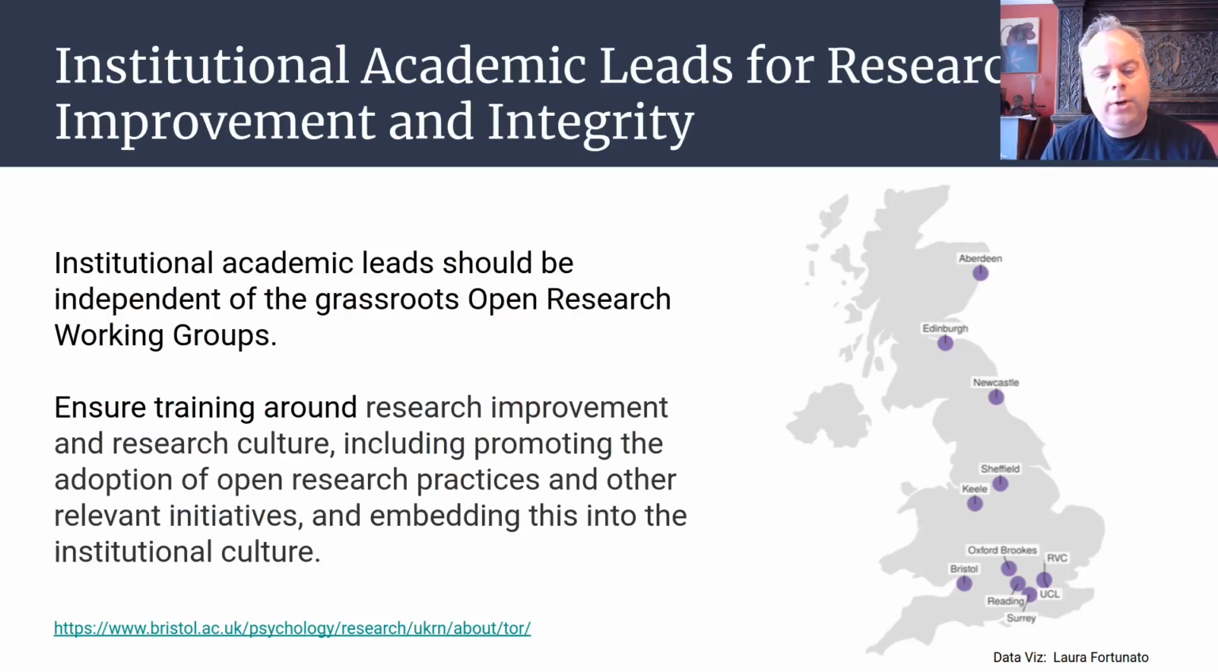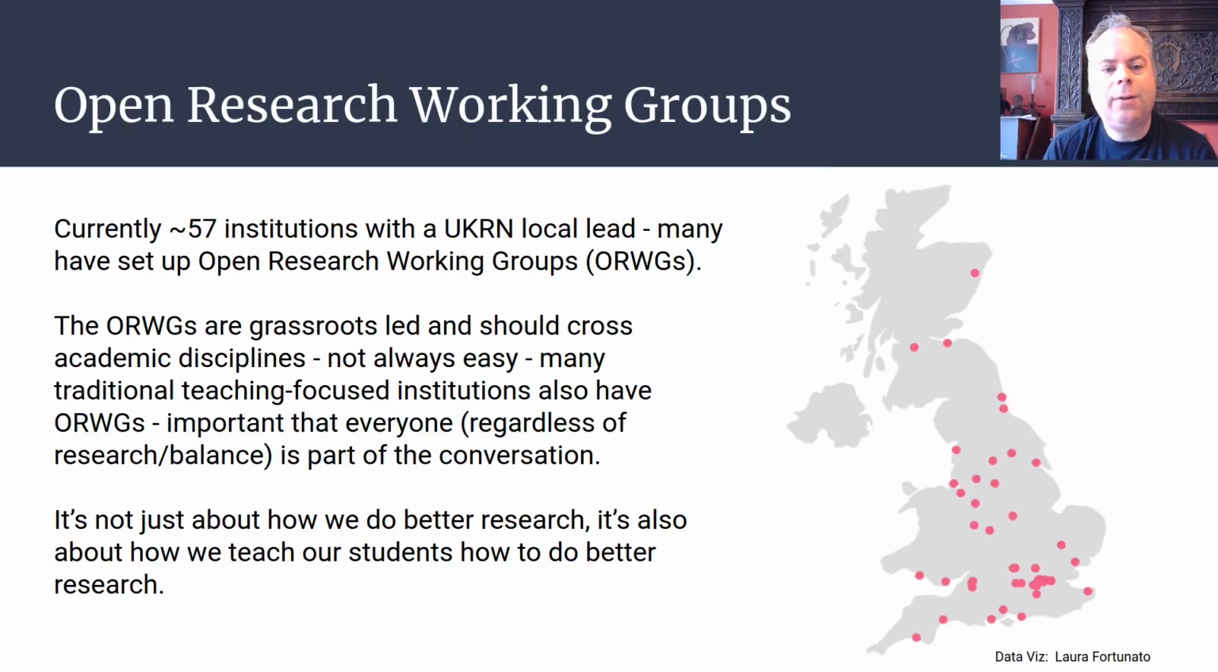So in addition to the grassroots initiatives that the UKRN has been encouraging, the UKRN has also asked universities to appoint institutional academic leads for research integrity at their home institutions. And the idea is that these institutional leads will ensure that there is appropriate training around research improvement and the research culture more broadly, the promotion of the adoption of open research practices in job advertisements, promotion criteria, and embedding the ways in which you do open and reproducible research within the institutional culture. So it's great to see universities at an institutional level now signing up and appointing these leads.